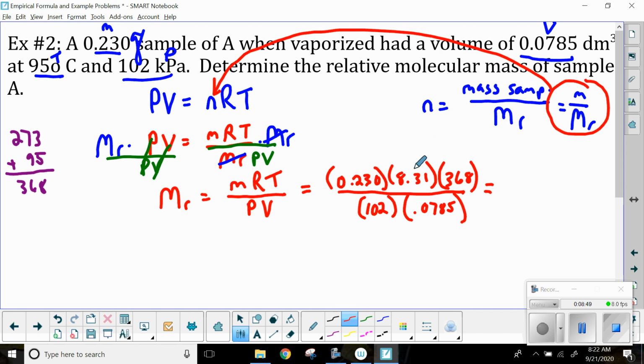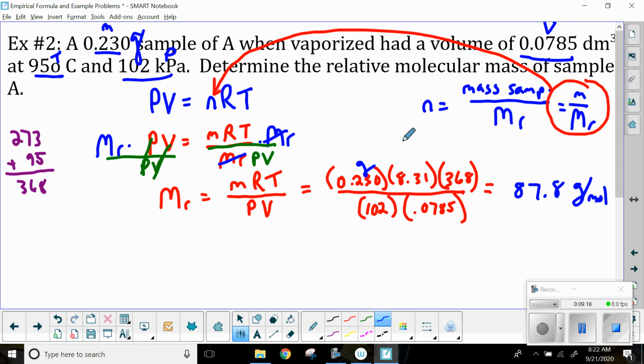So all throughout this, I've got 3 sig figs because all of my measurements have 3 sig figs. So rounding is really easy in this case. And when I solve this all out, what I should get is an answer of 87.8 grams per mole.